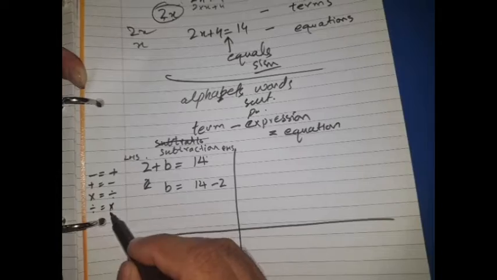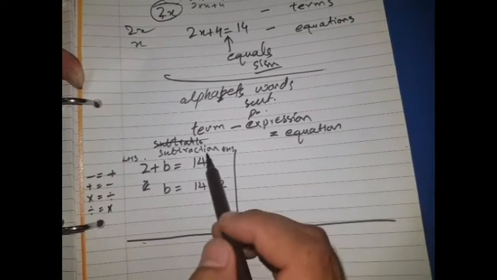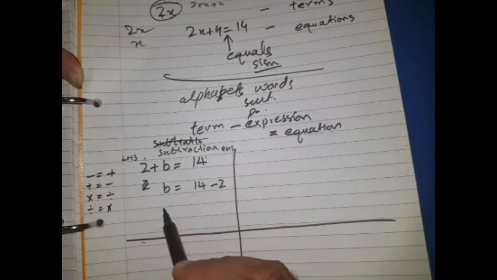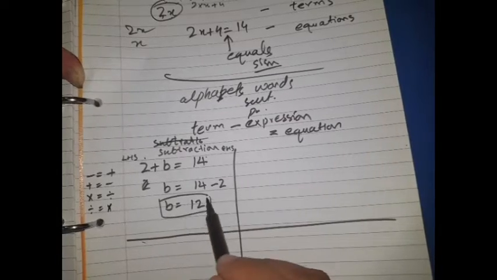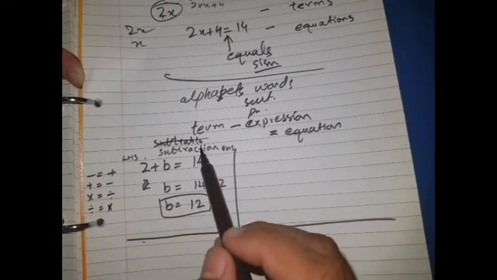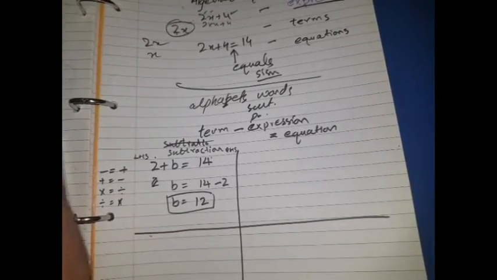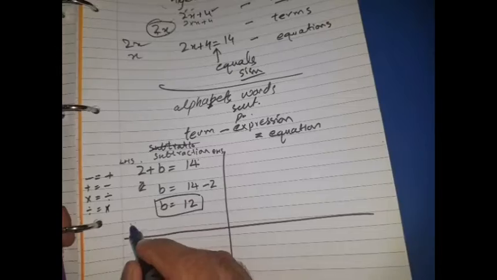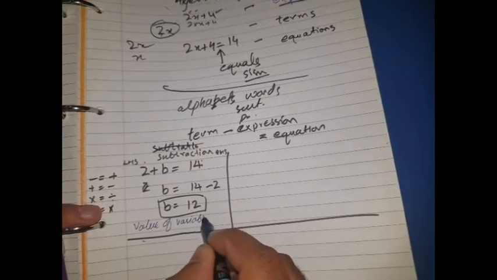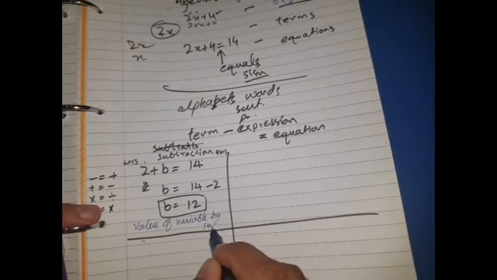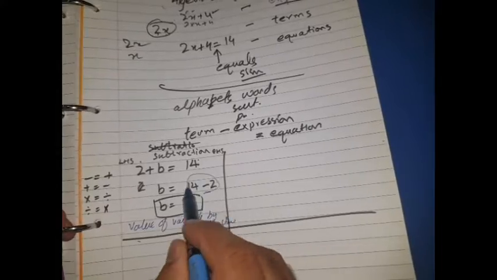Good. Now these are the conversions of signs when we are moving terms to the other side of the equals sign. So b is still my variable, and 14 minus 2 gives me 12. So 12 is my answer. What I did right now, I figured out the value of the variable. Let me write it down. Let me use the other pen here. So here, value of variable by subtraction. By subtraction means I did subtraction to find the value of the variable.